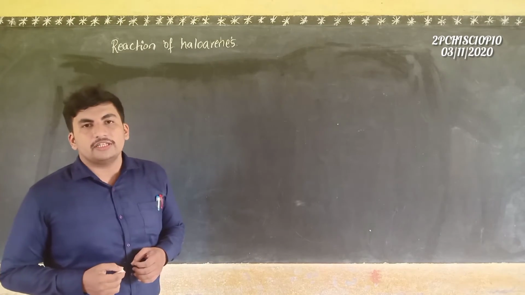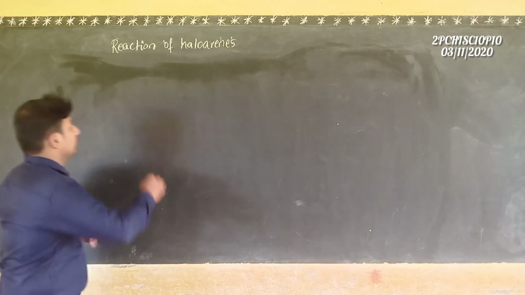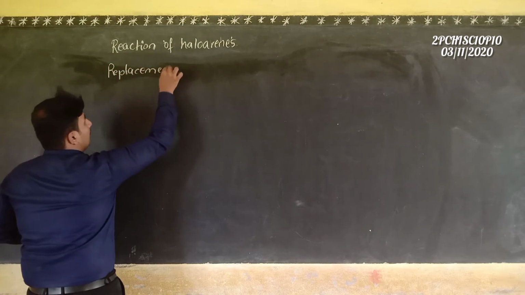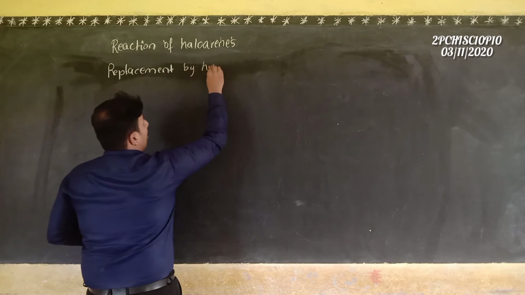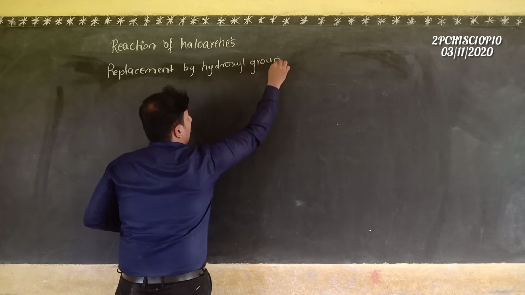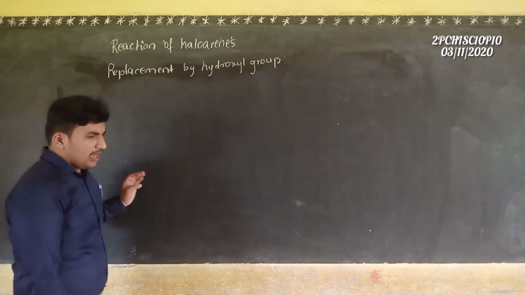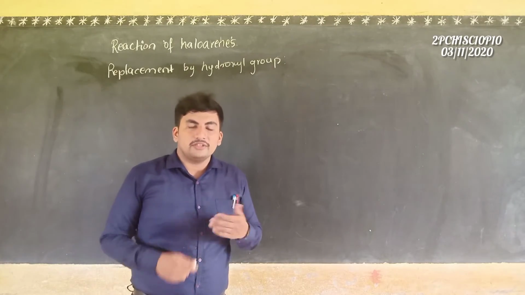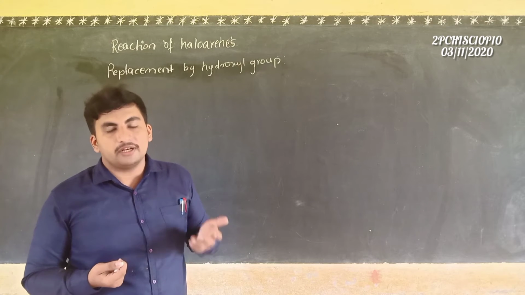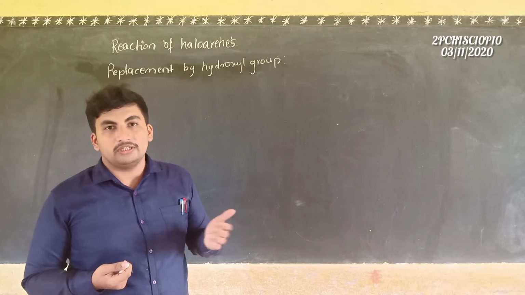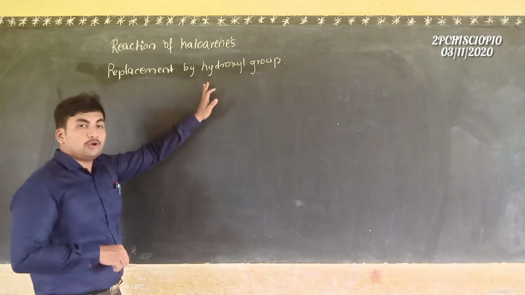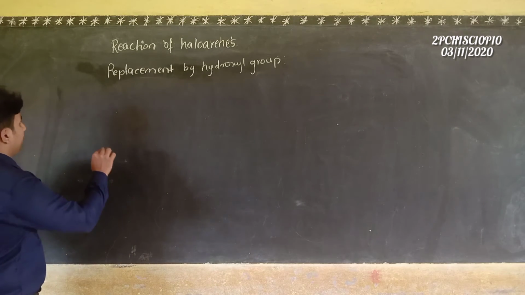The next reaction is replacement by hydroxide group. See, haloarenes react with NaOH. It will be heated. After that, we will get the chlorine or halogen atom replaced by the OH group or hydroxyl group. Let us take one example.